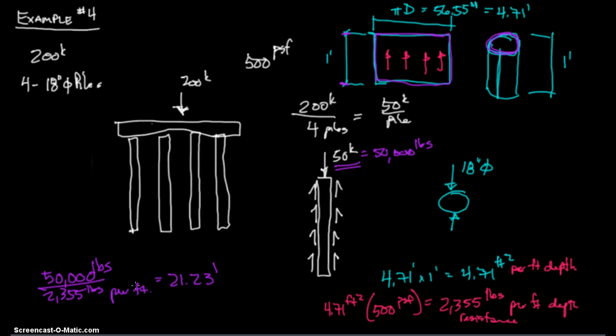Let's see what they have. They actually got the exact same number, 21.23, no rounding issues. And it says they round up to 22 foot. And usually on piles, you will always round up to the nearest foot, and always up. This is closer to 21, but you always round up, because the soil conditions are very, very sketchy. You never know exactly what the soil conditions are in any site.